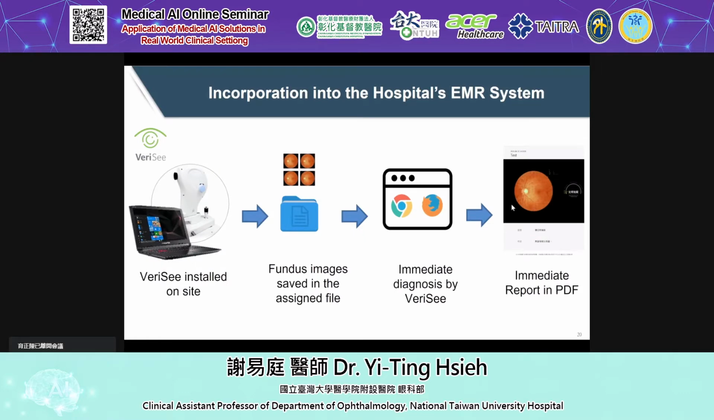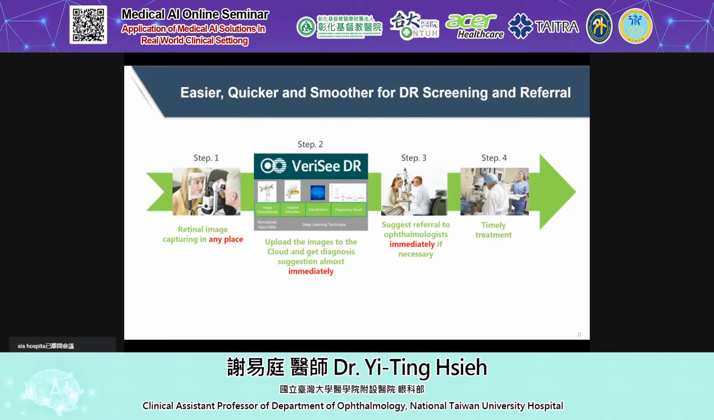So how can we make the most use of the AI diagnosis? If we put it in the cloud, there might be some problem with the internet connection. So the best way is to incorporate it into the hospital's EMR system. Then we can have the immediate diagnosis and immediate report after we take the fundus photography. So it is not only easy, but also a quick and immediate result from the diagnosis, and we can do timely referral and timely treatment for the patient.